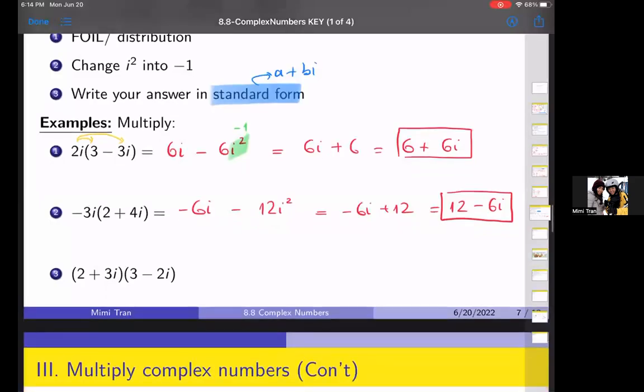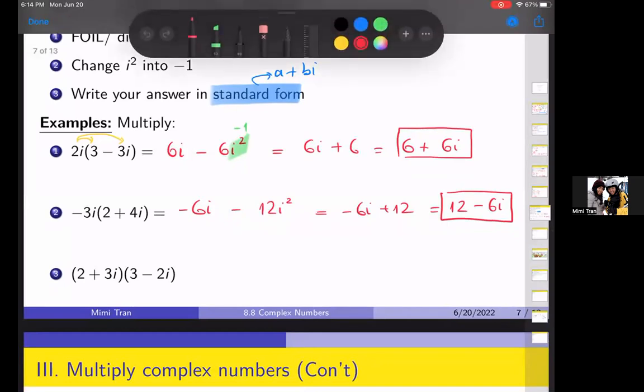Okay, so let's continue with section 8.8. Last time we left off at number 2. Now we continue with number 3.